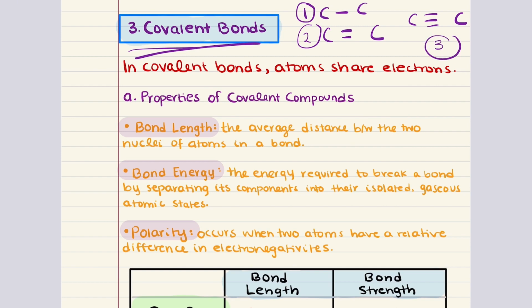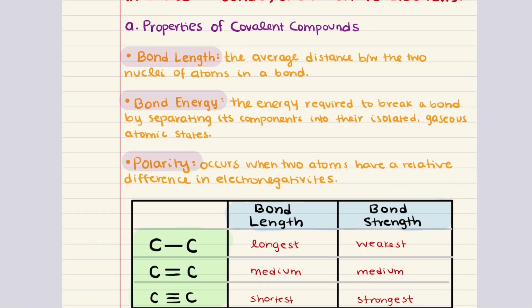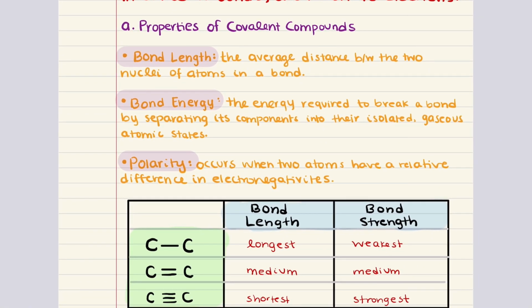Now, in addition to that, there are three things that describe a covalent bond: bond length, bond energy, and polarity. The bond length is the distance between the two atomic nuclei. The bond energy is the energy required to break the bond, and polarity refers to the distribution of electrons between the two atoms in the bond. So that's a one-sentence definition for each of these concepts, but we want to go into a little more detail. So let's start with bond length.